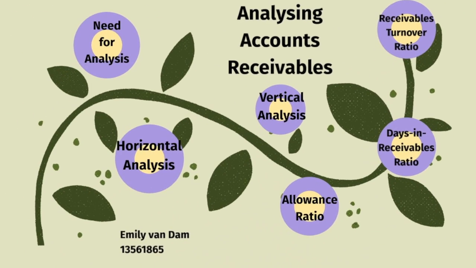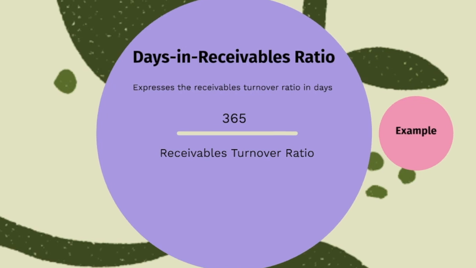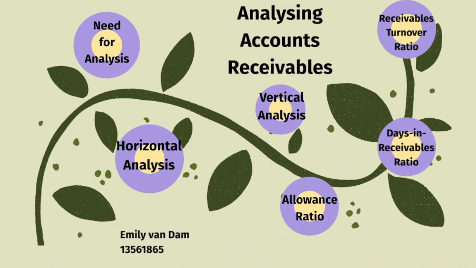The days in receivables ratio expresses the receivables turnover ratio in days by dividing 365 by the ratio. For example, a receivables turnover ratio of 2.8 will mean that the business takes 130 days to collect its receivables, which is a relatively long time.